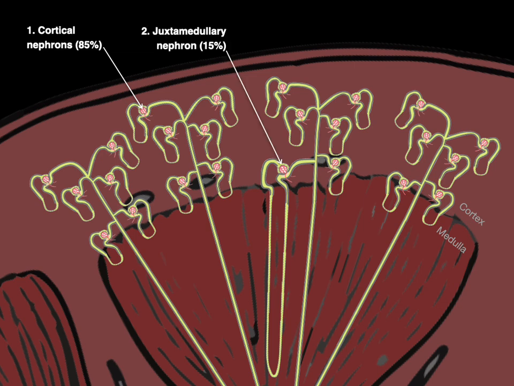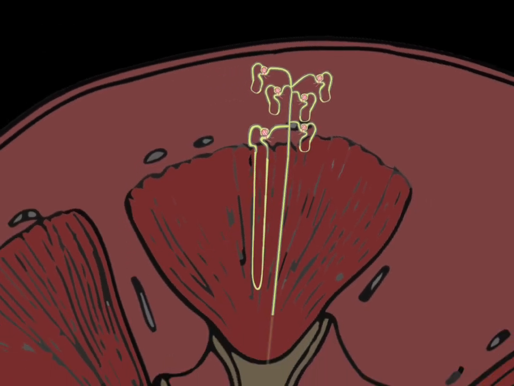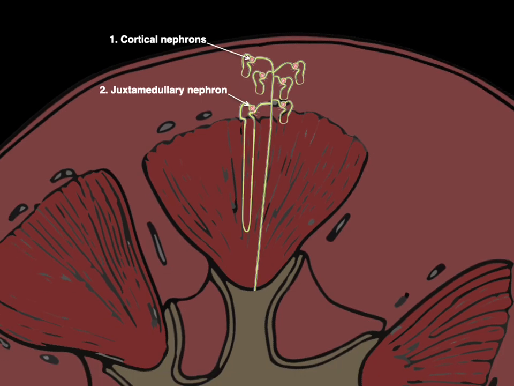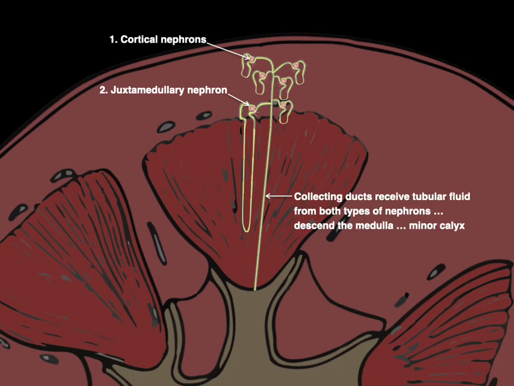So there we have cortical nephrons, and they make up about 85% of those million nephrons in each kidney. And then there's these juxtamedullary nephrons that consist of about 15% of those million nephrons in each of our kidneys. There are the collecting ducts that receive tubular fluid from both types of nephrons. These collecting ducts descend in the medulla, and then they dump into the minor calyx.